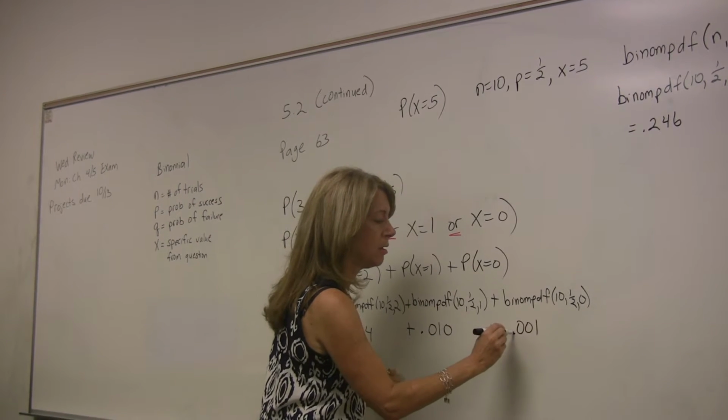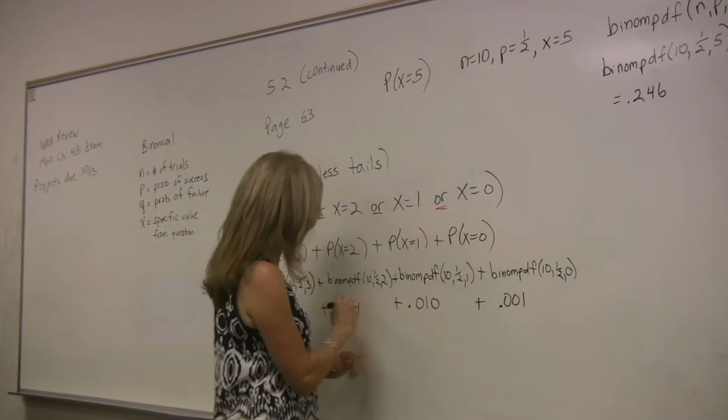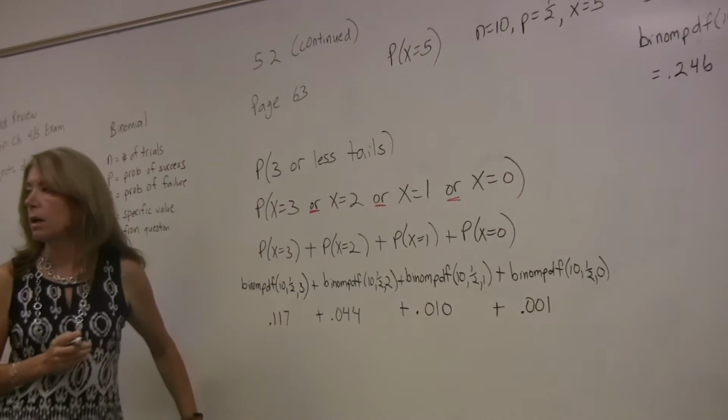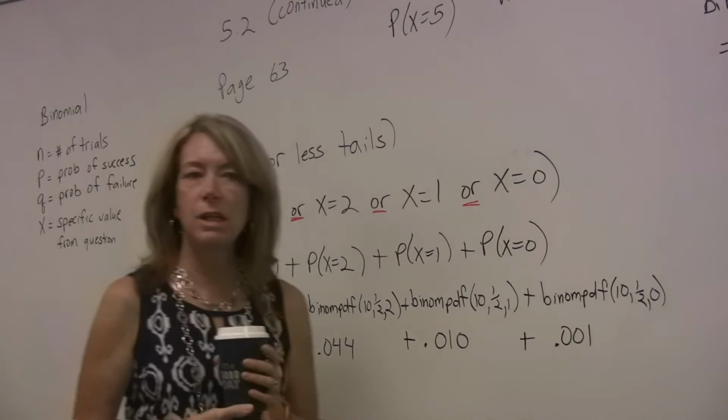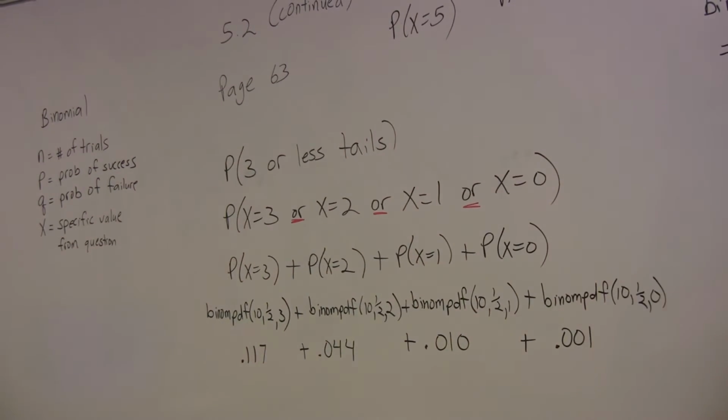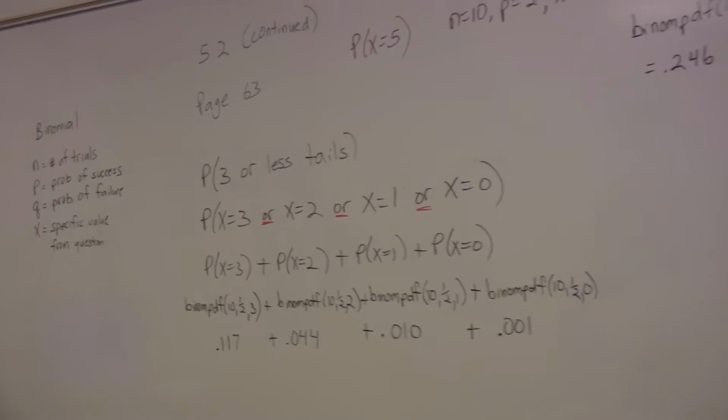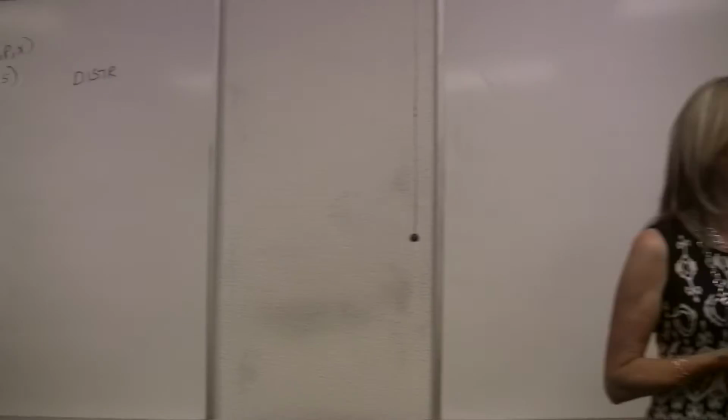0.001. Okay, before we talk about what to do next, I want to know if anybody's having trouble getting those numbers. You need to know how to get them. Copying them off the board's easy. Getting them on your calculator and knowing what they mean is something else. Nobody has a question. Makes me nervous when you guys don't have questions. I'm sure somebody does.